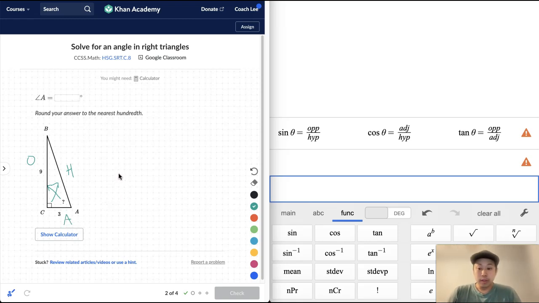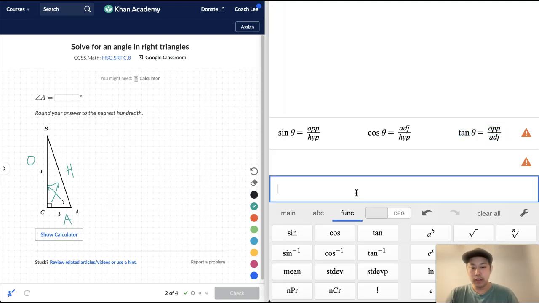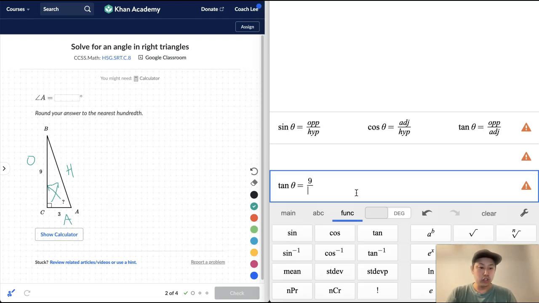I like how we're doing this example, because we're going to hit a tangent now. We don't know anything about the hypotenuse. We only know the opposite and the adjacent side. Opposite, adjacent, so that means we have to use our tangent ratio. Tangent of theta, we're leaving that as a variable because we don't know what it is. You can use a question mark or an x. Tangent of theta is equal to the opposite side, which is 9, over the adjacent side, which is 3.